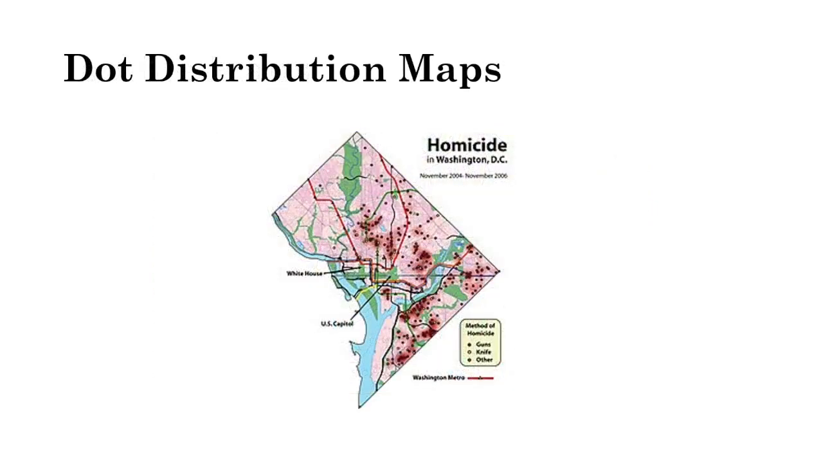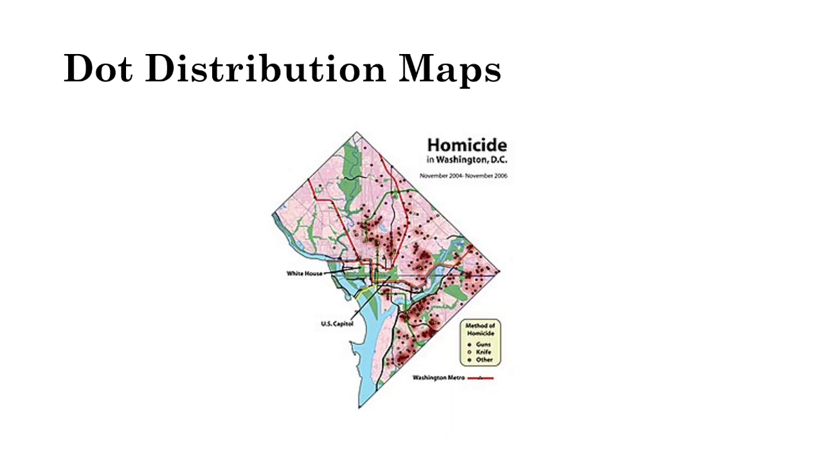Dot distribution maps. These are used a lot in local maps. Especially where locating like where different places are. So this one's homicides in Washington D.C. from 2004 to 2006. I don't know if that's around the same time as the D.C. snipers. It may be a little earlier. If you don't know what the D.C. snipers are, look that up when you have the time.